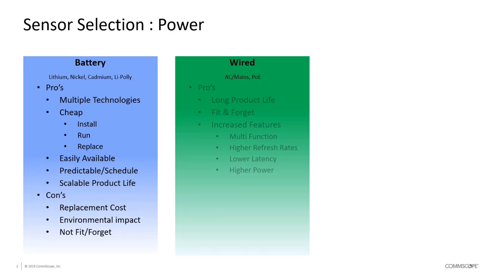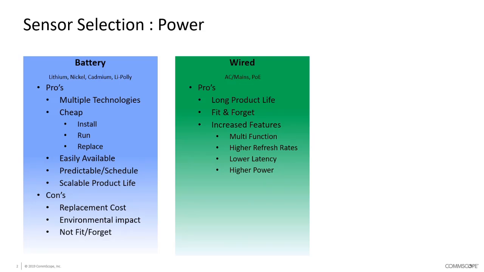When we look at other power opportunities we have wired. So we could either be AC mains powered, we could be PoE, we could do AC to DC conversion. These are all options that are available to us. And obviously the advantage to that is that these provide us a very long product life. Anybody who's ever installed a thermostat into a building knows that once you've connected it, you've given it power, you can basically forget that for the entire life cycle of the building.